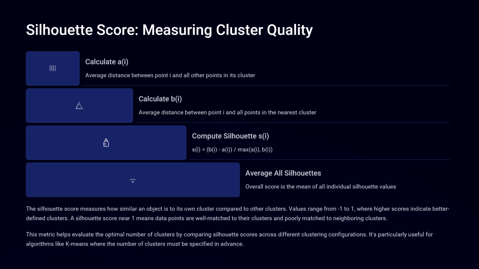The silhouette score measures how similar an object is to its own cluster compared to other clusters. Values range from -1 to 1, where higher scores indicate better defined clusters. A silhouette score near 1 means data points are well matched to their clusters and poorly matched to neighboring clusters. This metric helps evaluate the optimal number of clusters by comparing silhouette scores across different clustering configurations. It's particularly useful for algorithms like k-means where the number of clusters must be specified in advance.